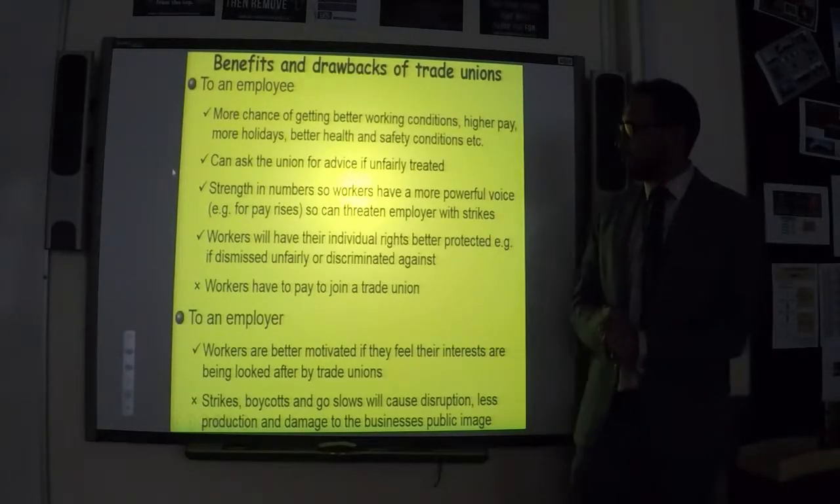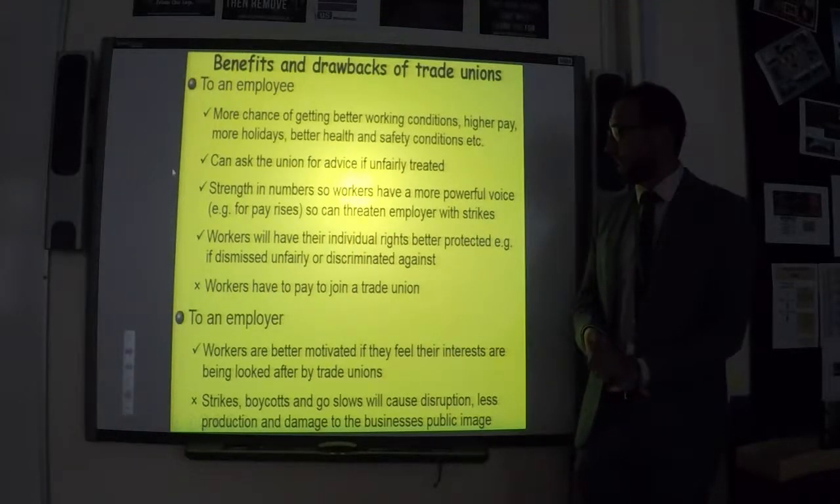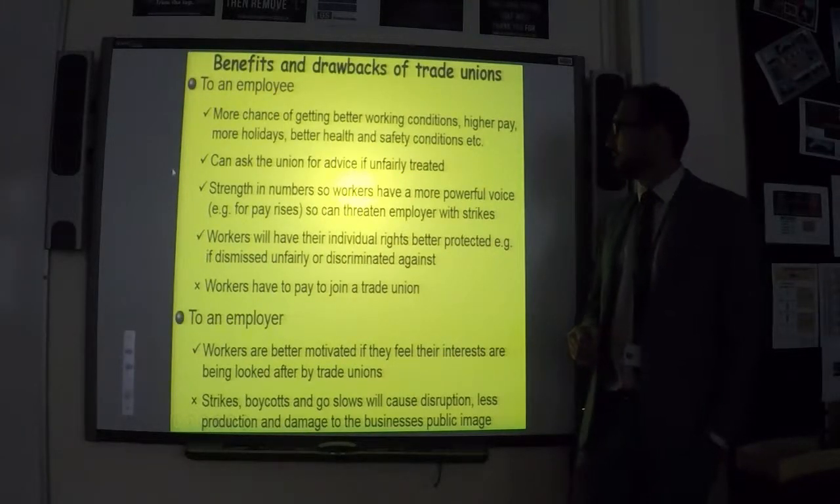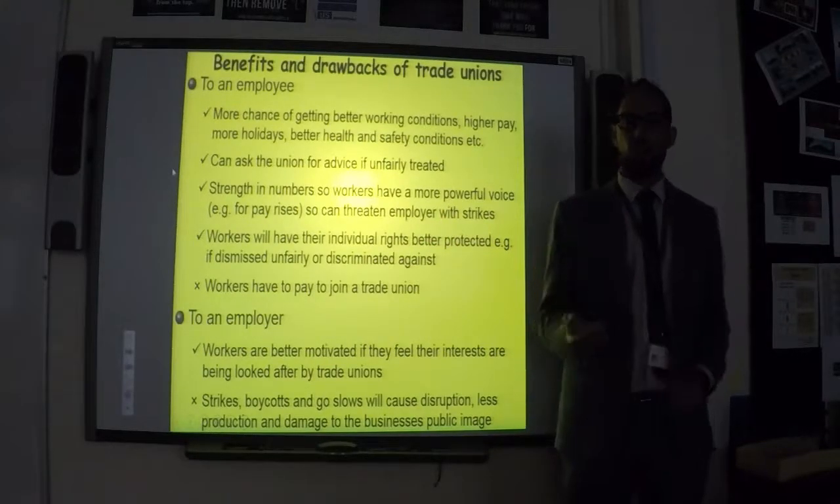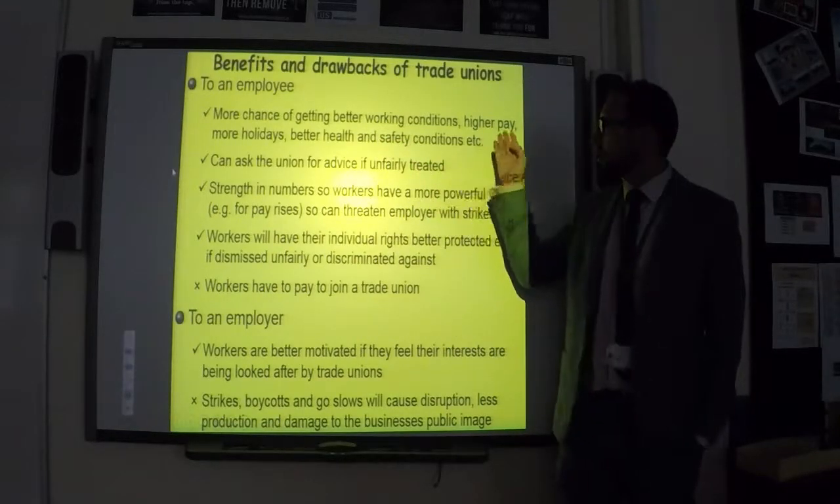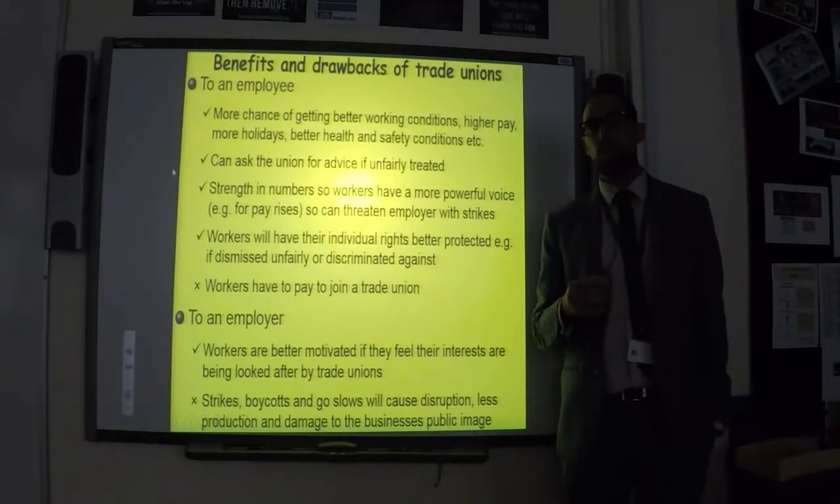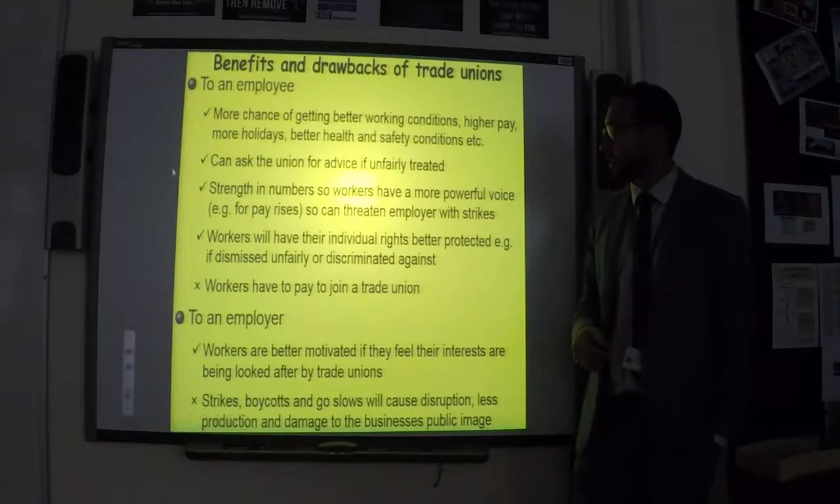First of all, on here we have the benefits of and the drawbacks to the employee. So the benefits, first of all, guys, there's more chance of getting the working conditions and higher pay and more holidays. So if the workers all join together and they all are part of a union and they ask for better health and safety conditions, they ask for more holidays, they ask for better working conditions or higher pay, then the trade union should be able to get them that. That's the whole purpose of being a member of a trade union.